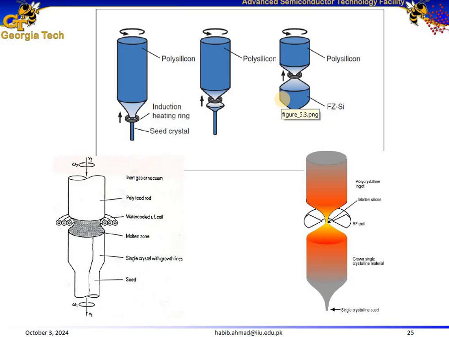And once the desired diameter is achieved, the radio frequency coil continues to move along the rod, maintaining the molten zone and allowing the crystal to grow steadily. The single crystal grows from the seed and follows the orientation of the seed crystal, ensuring the resulting silicon ingot has a uniform crystalline structure.